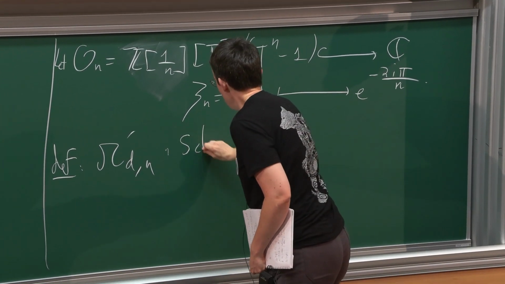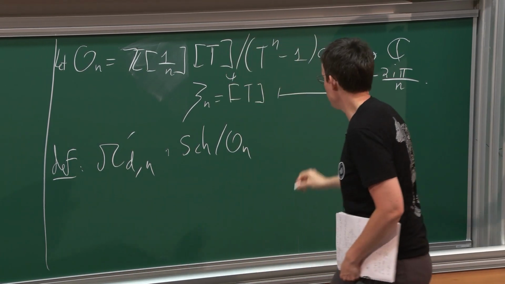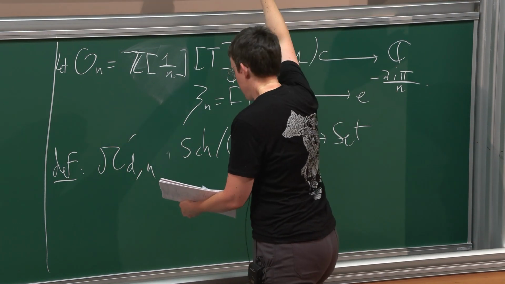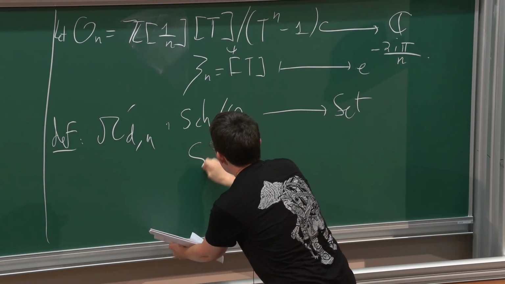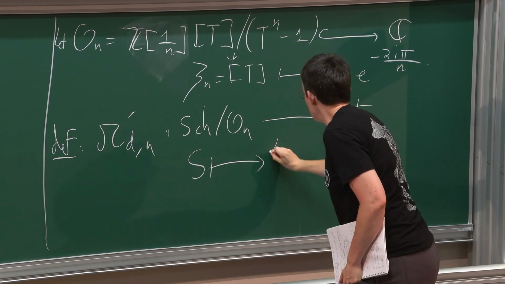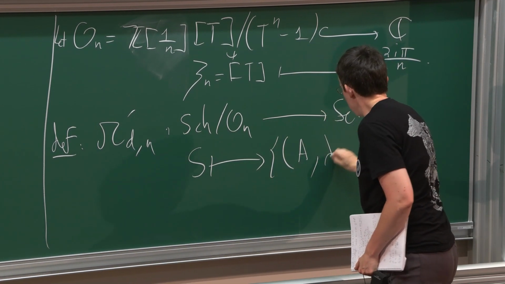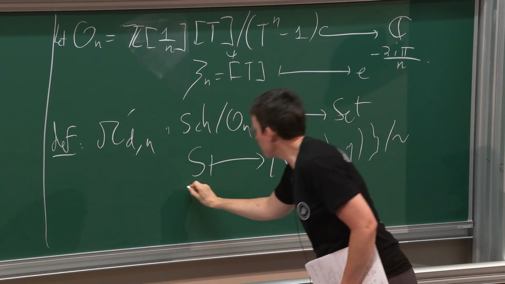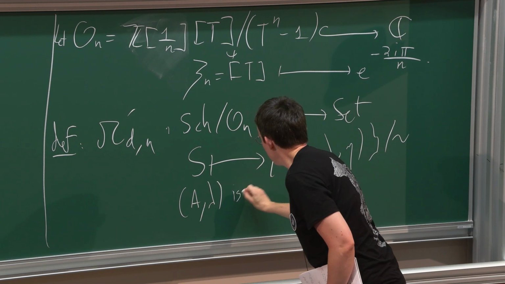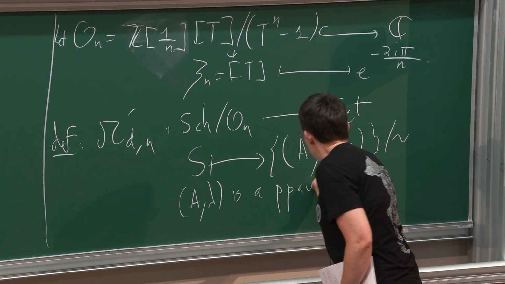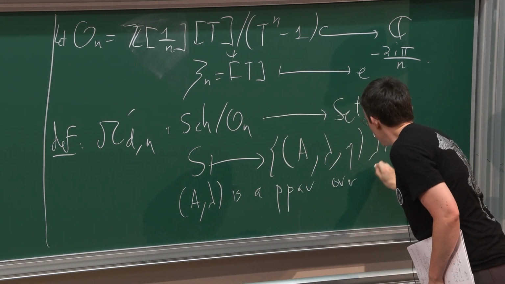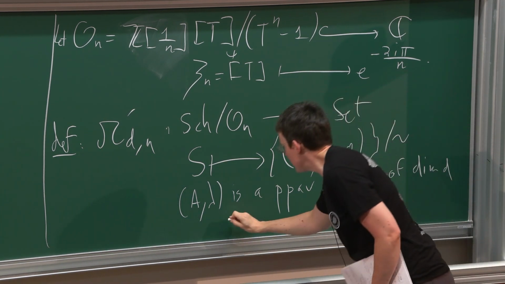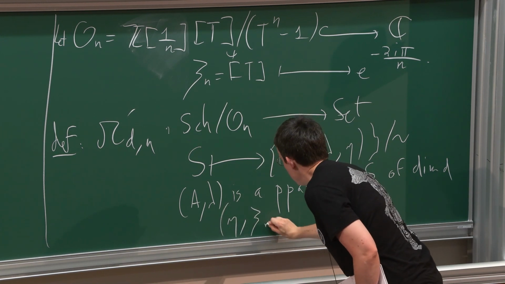So that's a functor from schemes over On to sets, and it sends a scheme S to isomorphism classes of triples like this, where A lambda is a principally polarized abelian scheme over S of dimension d, and eta zeta n is a level structure.